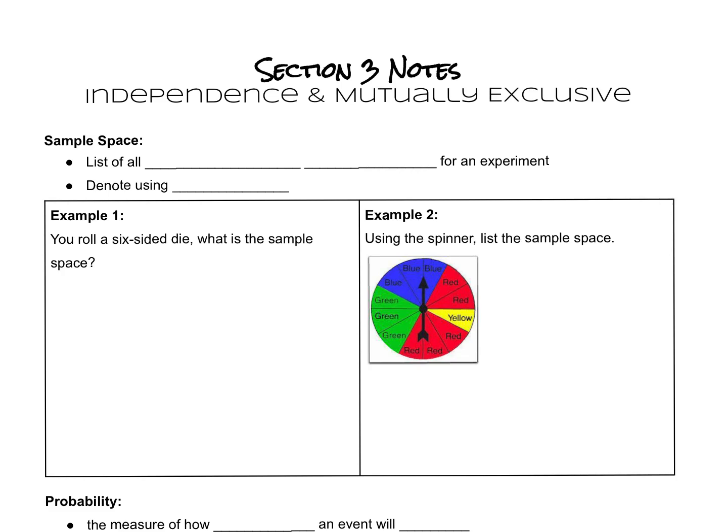In section 3, we're going to take a look at independence and mutually exclusive. So we have to talk about something called a sample space. When we talk about a sample space, it's the list of all possible values for an experiment. And when we talk about an experiment, we're talking about anything related to probability.